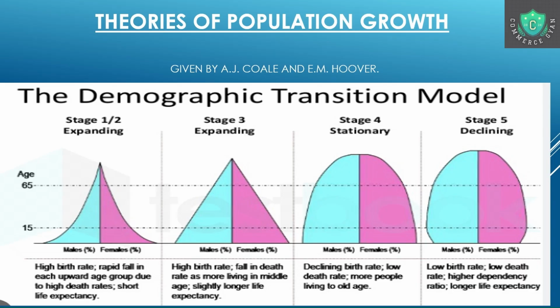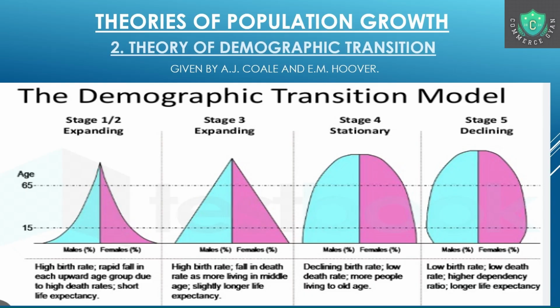Okay. Now, why does population expand? If we see the graphical representation given below, under expansion, the first 2 points say high birth rate, with rapid fall in each upward age group due to high death rates. In the second stage, there is high birth rate, a fall in death rate as more people live in middle age, and slightly longer life expectancy. Then comes declining birth rate, so people decide not to have such a population outburst. So declining birth rate, low death rate, and so more people living to old age.